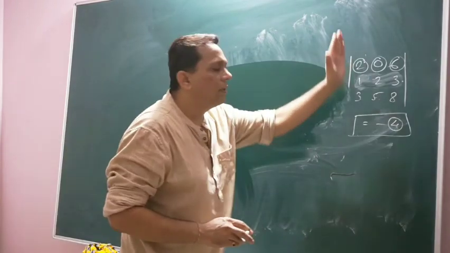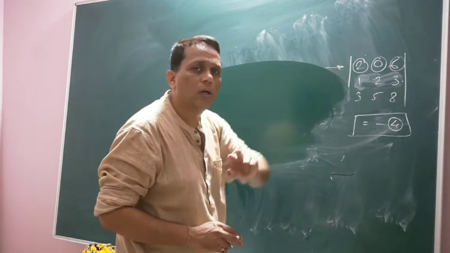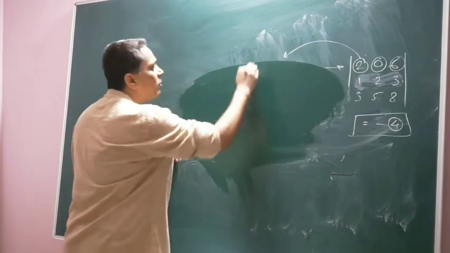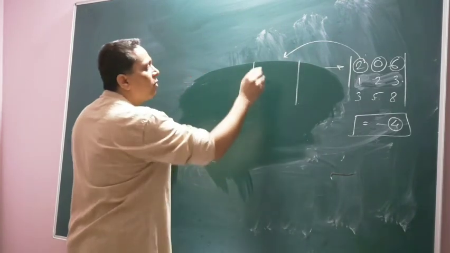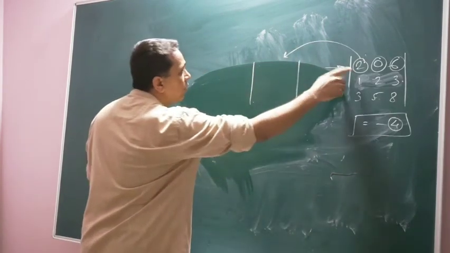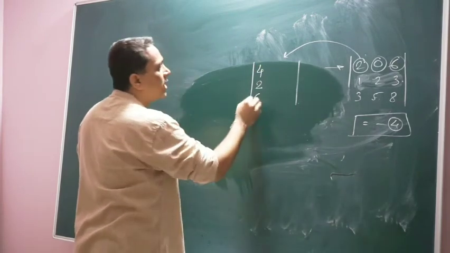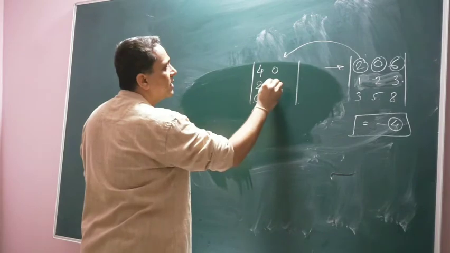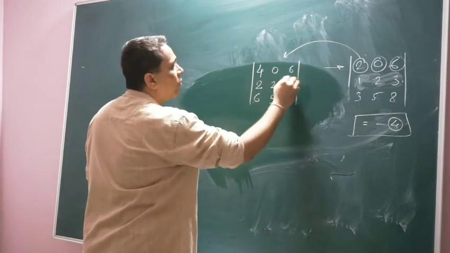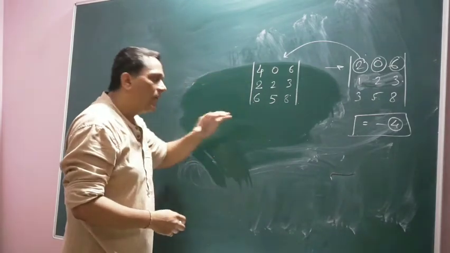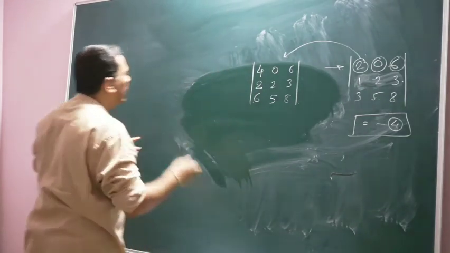If we multiply the first column by 2, then what will be the answer? If we are multiplying the first column by 2, the new determinant formed is by multiplying this column by 2: 2 2s are 4, 2 1s are 2, 3 2s are 6. The other elements are the same. What we did? We multiplied the first column by 2. Now let's check out what is the value of this determinant.